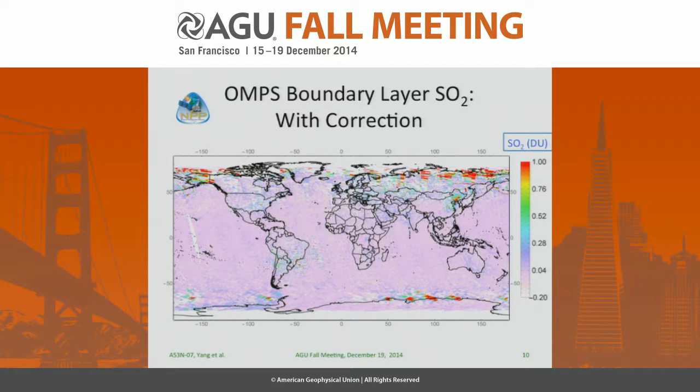So with this kind of correction, we can remove most of the artifacts in the product and increase the measurement sensitivity drastically. So that's one approach we use to improve that.